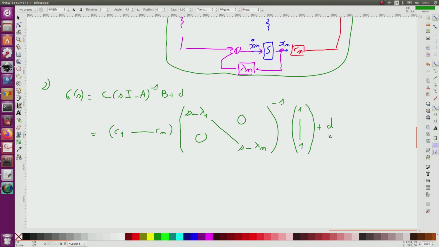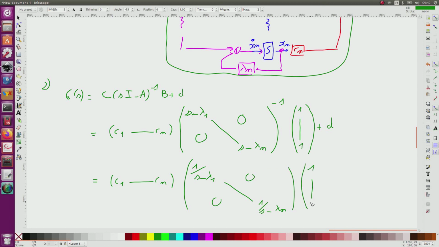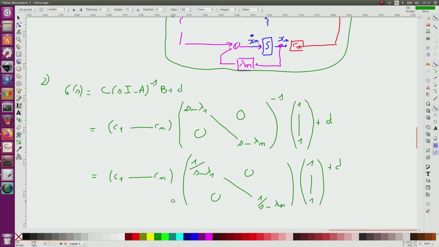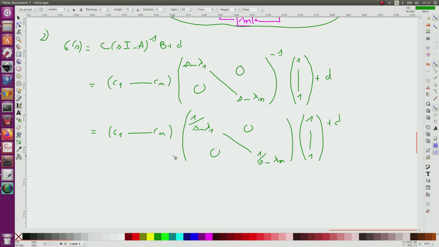The matrix sI minus A is quite easy to invert, and I will obtain C1 to Cn, since it is diagonal, 1 divided by s minus lambda 1, up to 1 divided by s minus lambda n, zeros everywhere, times the ones, plus D. I can compute easily this multiplication, and I will obtain C1 divided by s minus lambda 1 plus C2 divided by s minus lambda 2, plus and so on, up to the last one, and I have to add D.